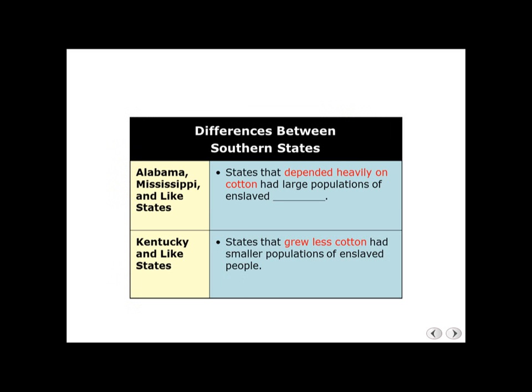Some of the differences between the Southern states. In Alabama, Mississippi, and like states, states that depended heavily on cotton had large populations of enslaved people. And states that grew less cotton, such as Kentucky and like states, had smaller populations of enslaved people.